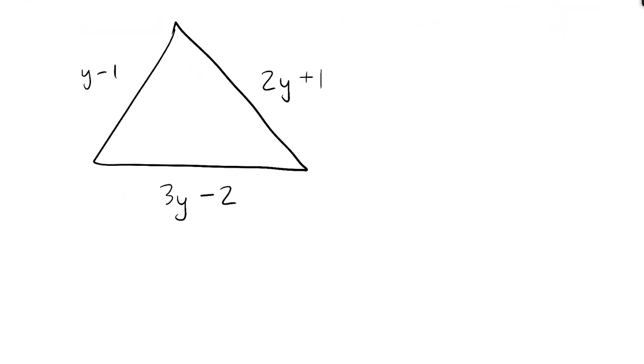So again, if we have these 3, we know the 3 inequalities are y minus 1 plus 2y plus 1. I just made this one up, so we'll see if maybe it'll work out to an impossible scenario.